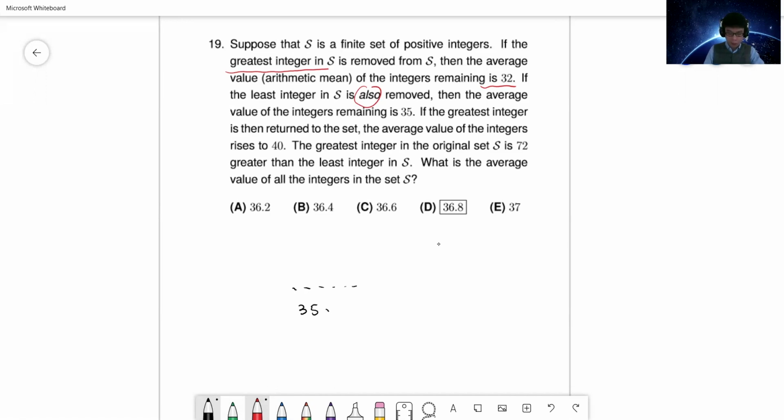Let's see, we have k numbers in between the least number and the largest number. And if we return the largest number, the average increases to 40. So the greatest integer is 72 greater than the least integer in S. Let me denote the least integer to be A.